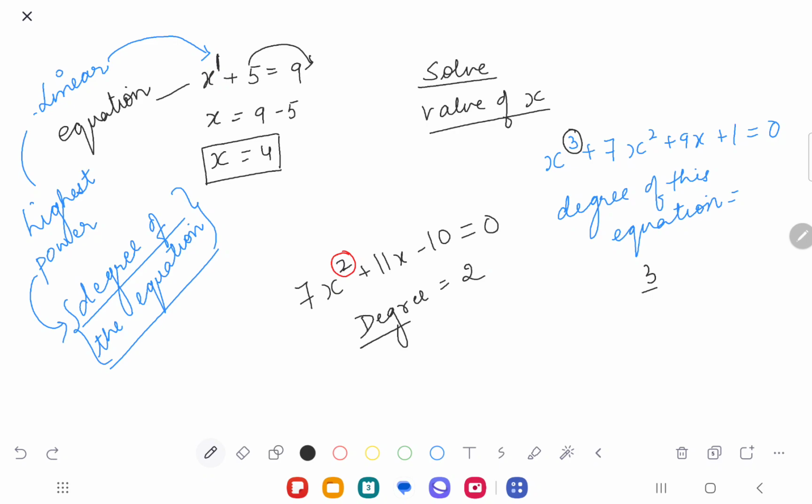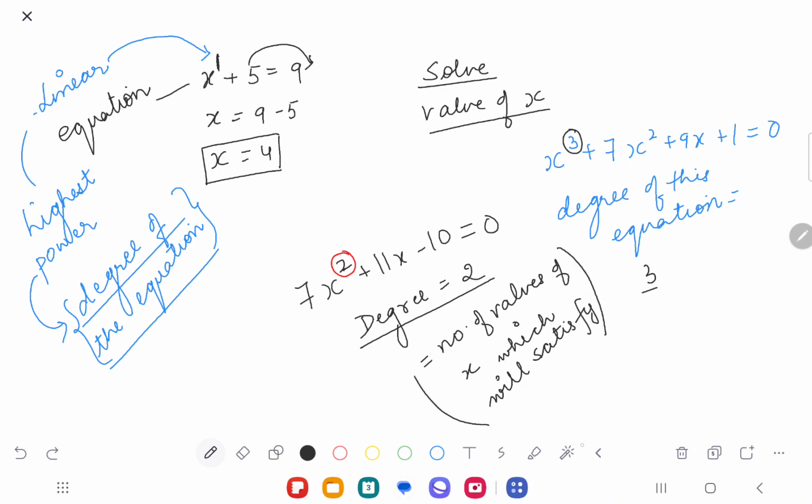And the degree is equal to the number of values of x which will satisfy the expression. So for example, here the degree was 1. So we had one value of x and that was 4.